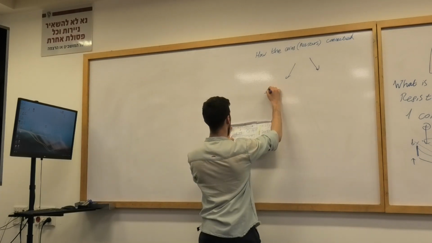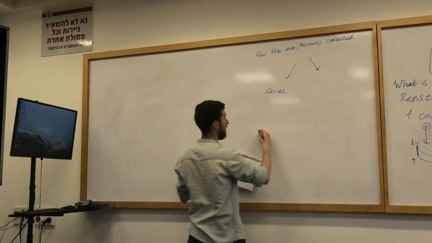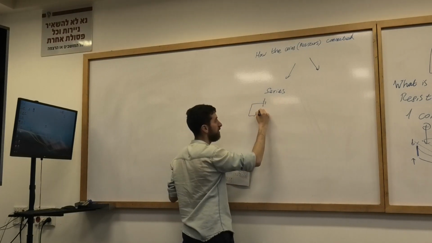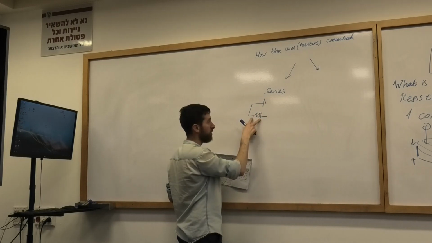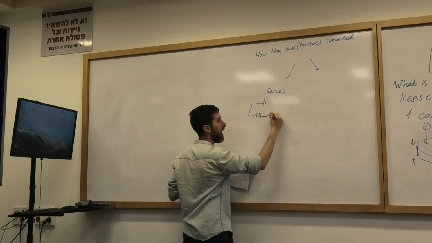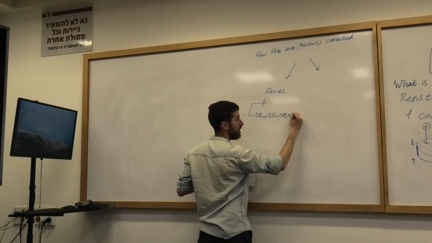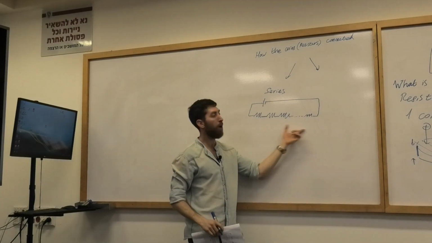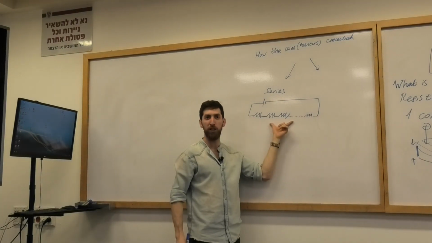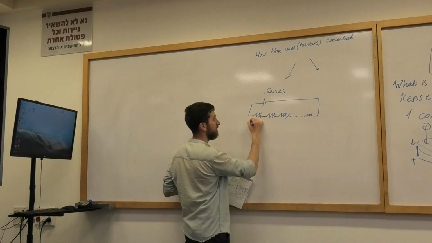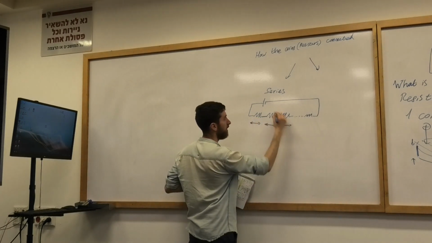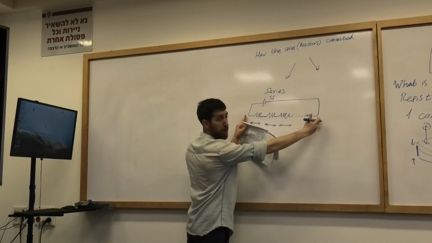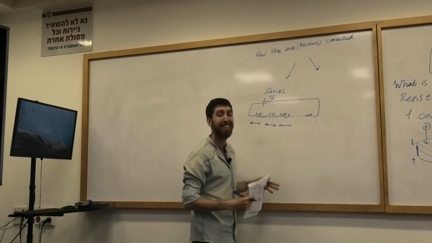Series means that we have one terminal of the battery touching a resistor, and this resistor touching another resistor, and this one touching another resistor, and it goes on until the last one, which is touching the battery. What you have here is a bunch of resistors fighting over who is going to get the voltage. Here you have a total voltage difference V node, for example, so each one of them is going to get some of it.